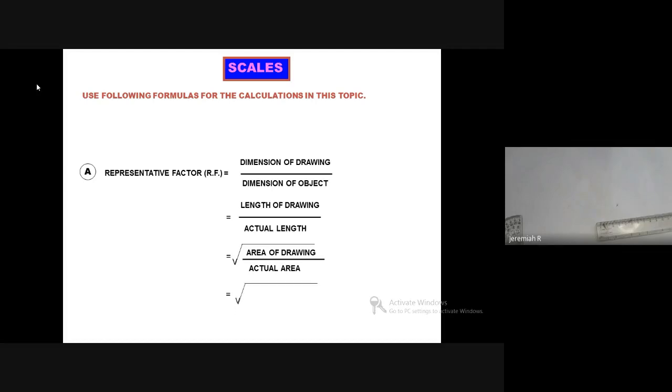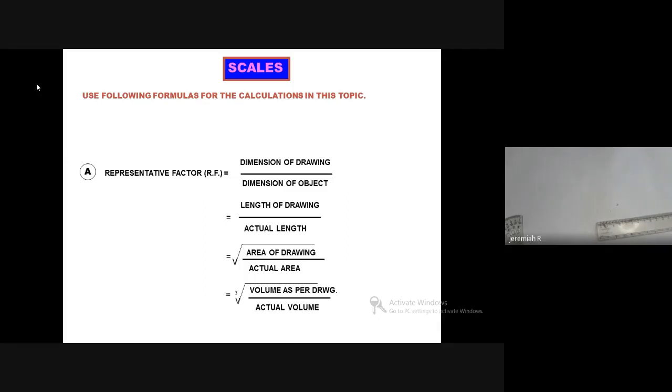Then if the value is given in terms of volume, we take the volume as per the drawing divided by the actual volume. Sometimes it will be given directly as the dimension of the drawing divided by the dimension of the object, or the length of the drawing divided by the actual length, or the representative factor will be directly given as 1 by 40. The representative factor should be less than 1, so the numerator should be less and the denominator higher. This is a fixed rule. It may be 5 by 40, 1 by 40, or 1 by 60. Any value can be given in the problem.